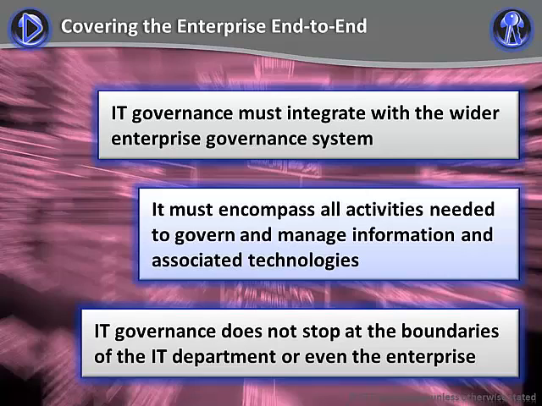COBIT 5 has absorbed the latest thinking on governance so that it maintains alignment with evolving governance practices. The principle also means that it must encompass all activities needed to govern and manage information and associated technologies. The IT department is the custodian of much of the information of the enterprise and will manipulate and store it on behalf of the enterprise.